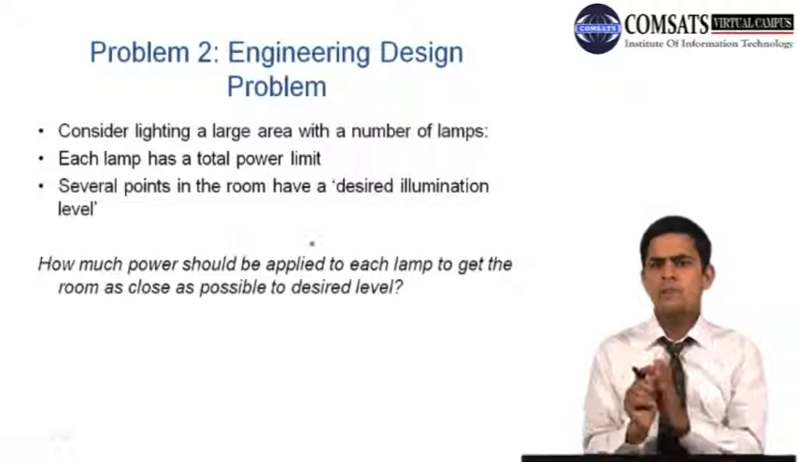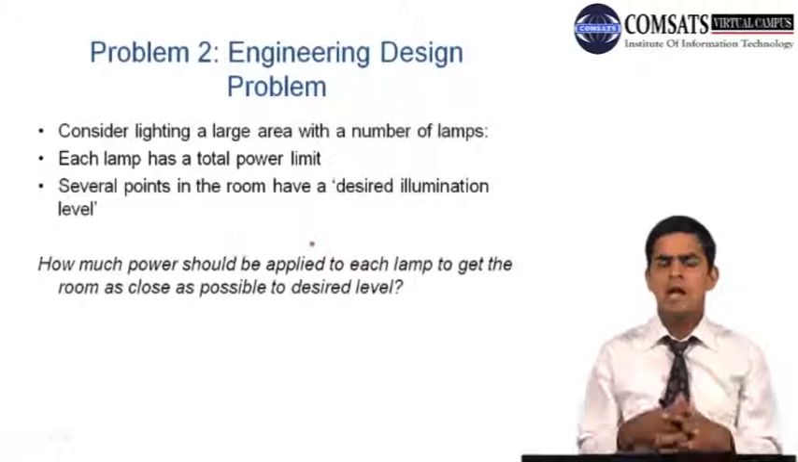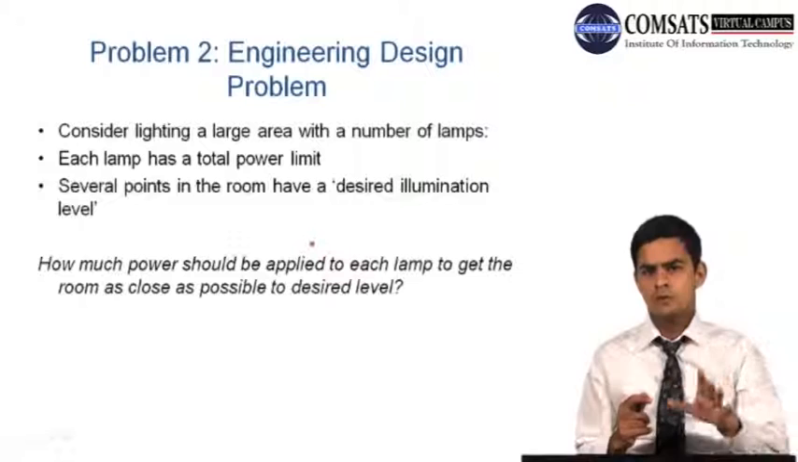Every lamp has a total power limit, you know that. Every tube light has certain watts. Every energy saver has certain watts. So there is a capacity to every electrical item that we use. So it will produce a finite amount of light.